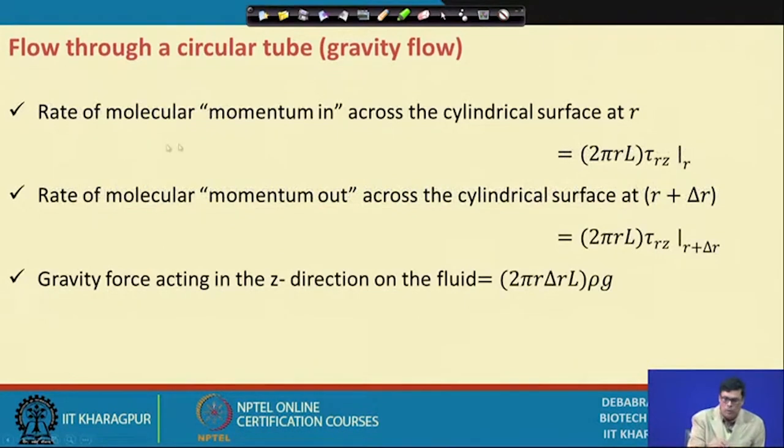Now, rate of molecular momentum in can be explained like this. This is per unit surface area, am I right? So, tau Rz, this is at R. Then this is at R plus del R. And this is the gravitational term, rho g, you multiply it and you will get the gravitational force acting on the fluid in the g direction.